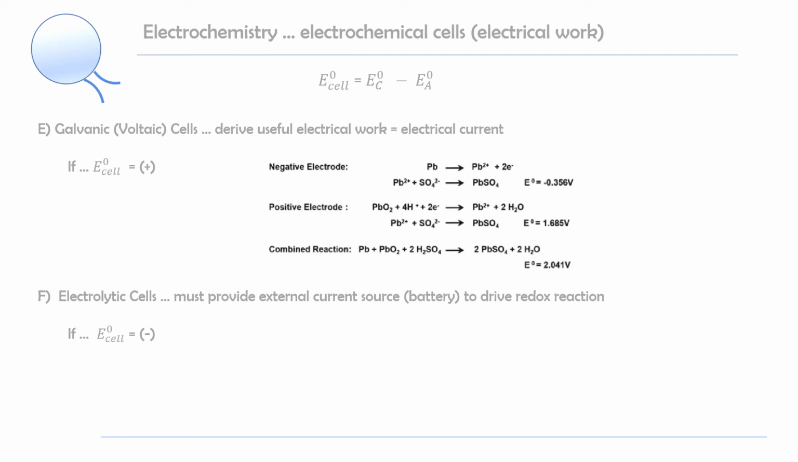So let's just go over some of the most common ones that we encounter. So in terms of the galvanic cells, voltaic cells, those are those for which the cell potential is positive. These are your batteries. Okay, all right, so let's look at one example that should be very common to you, a lead storage battery.